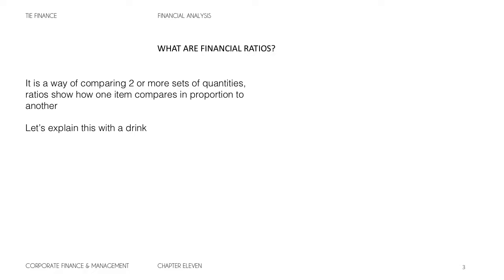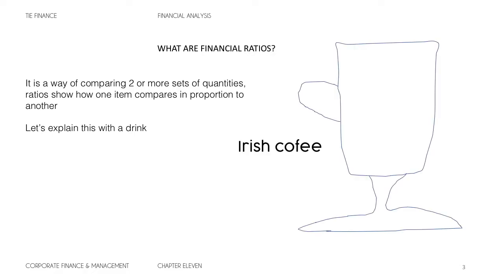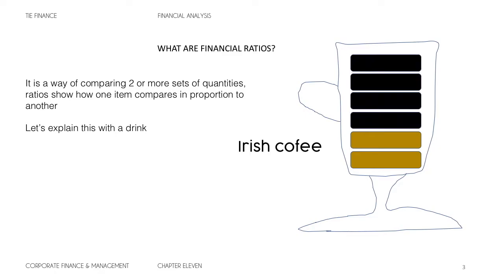And let's explain this with a drink. We will prepare an Irish coffee. For Irish coffee, you need 2 parts of whiskey and 4 parts of coffee. This is just a random recipe of mine. For me to explain to you, this has a ratio of 2 to 4. 2 parts of whiskey, 4 parts of coffee. And let's continue with our example.